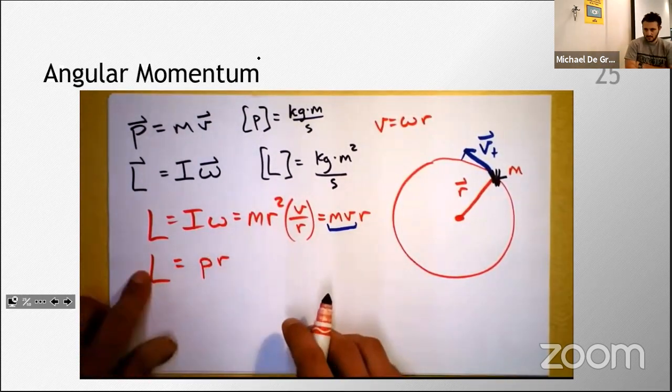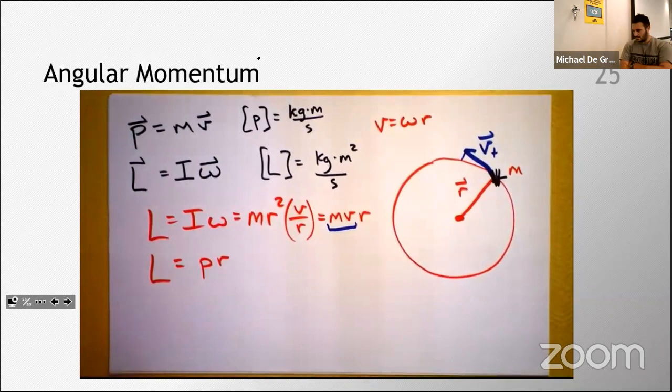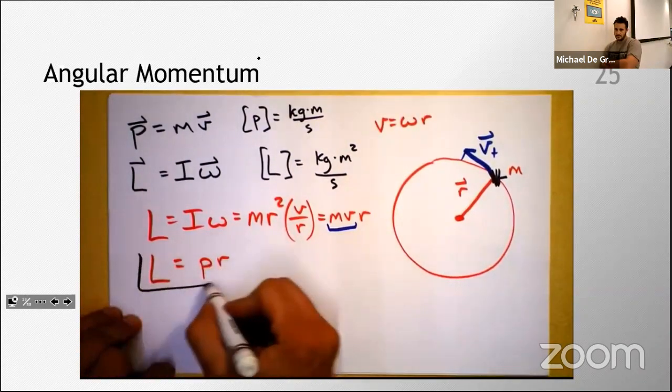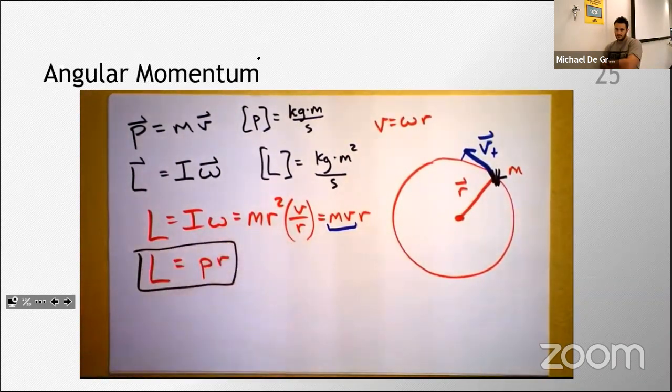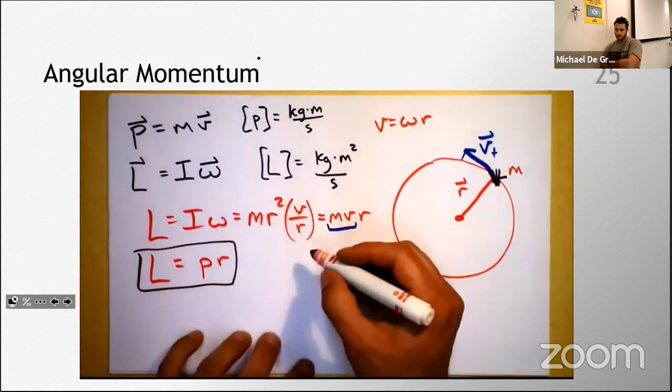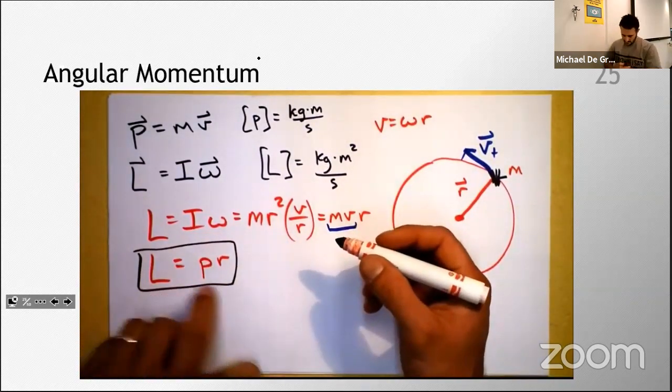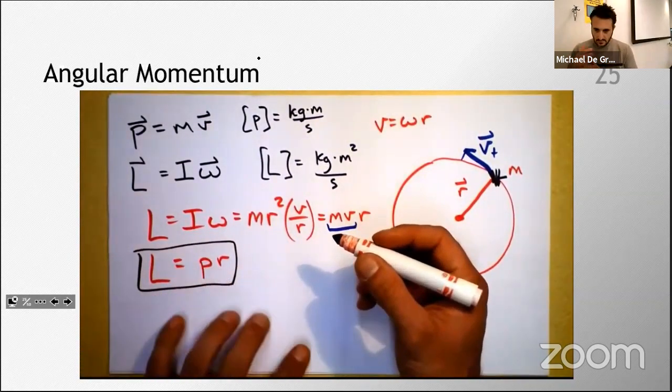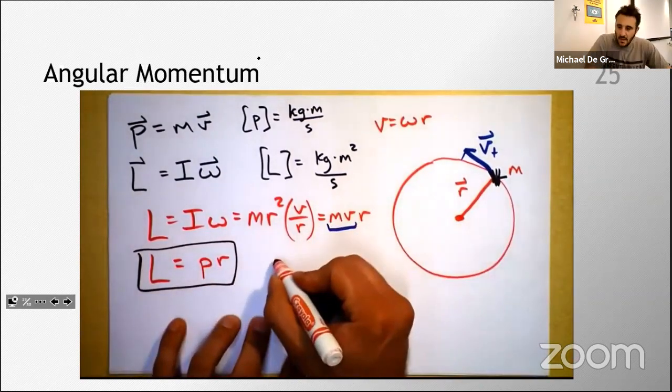Interesting. I'm not going to write any vector symbols on this because it is just a scalar equation. But just like all the other equations, we find that we can get some angular stuff from some linear stuff by simply multiplying by r. Let me remind you of a few of those.